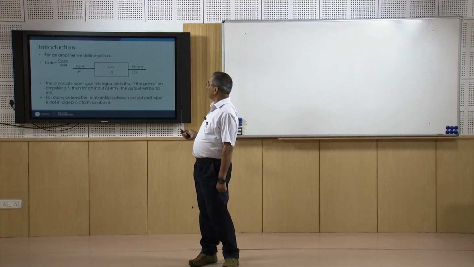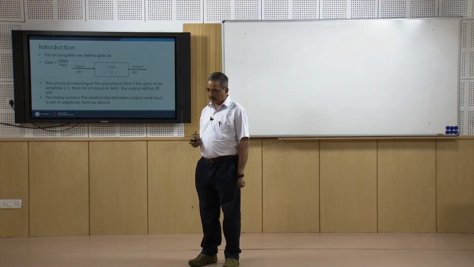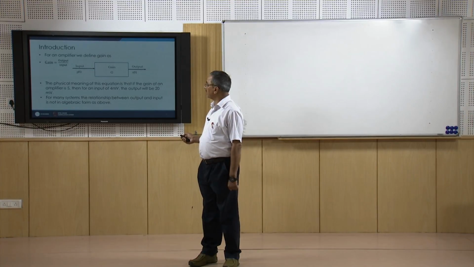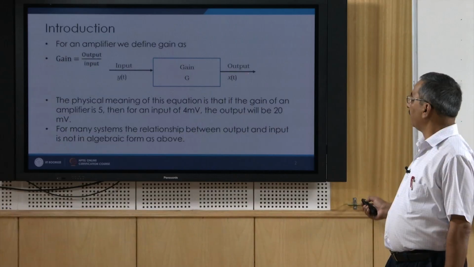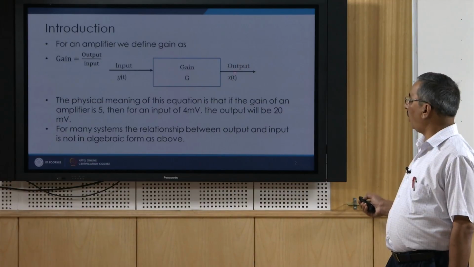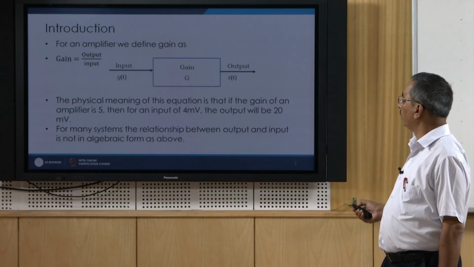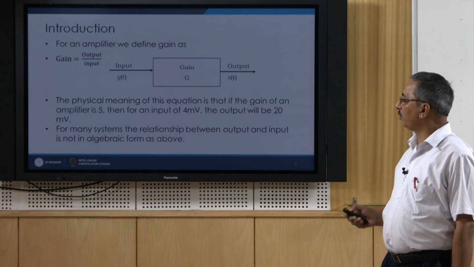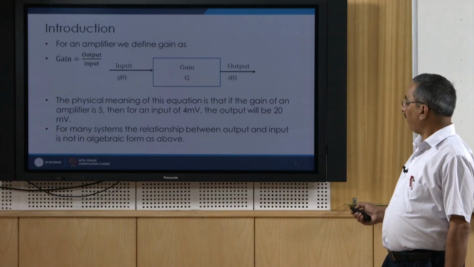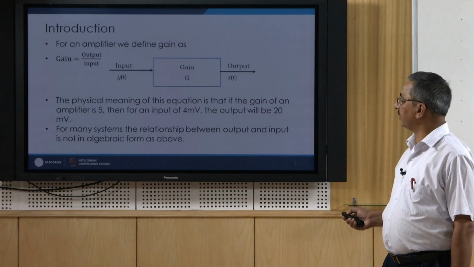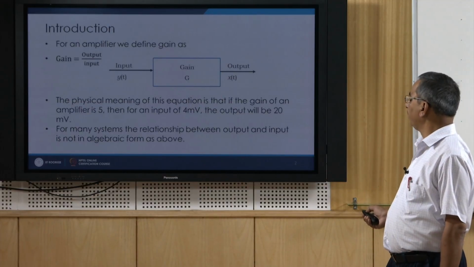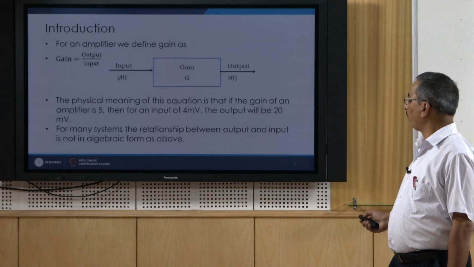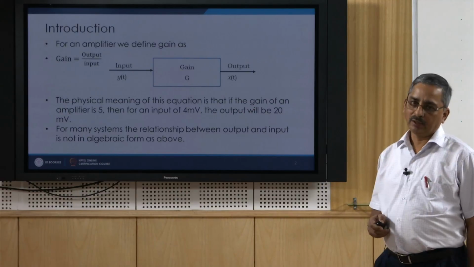Suppose I am talking about a simple amplifier. For that amplifier, there is a certain input y(t) and there will be a certain output for this given input, depending on the gain of the amplifier, and this gain is defined as output by input. The physical meaning of this equation, gain equal to output by input, is that if the gain of an amplifier is 5, then for a given input of, say, 4 millivolt, the output is going to be 20 millivolt.